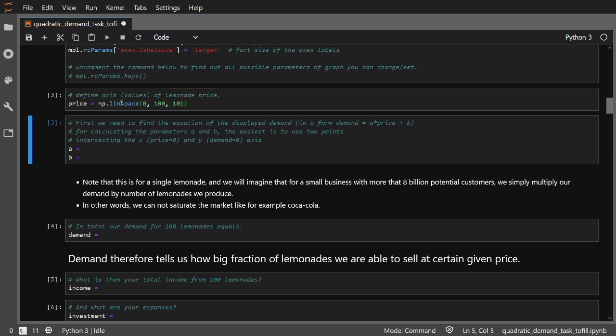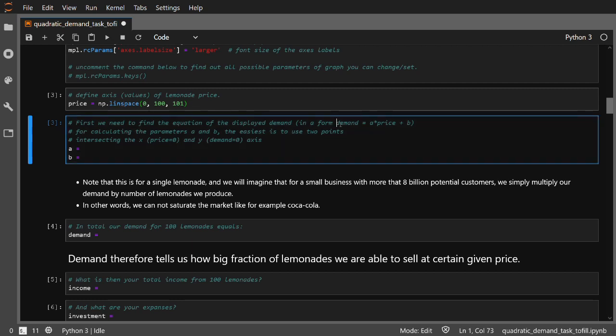Now we need to translate the demand curve from the demand plot above into a linear curve equation in the form of demand equals constant A times x-axis price plus constant term B. That means finding A and B, because we already know or define the price. Since a line is defined by 2 points, the easiest way is to substitute values of intercepts with the x or y axes, which means when price is equal to 0 or demand is equal to 0.